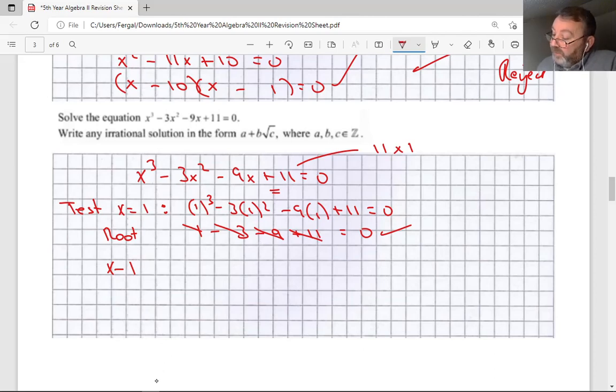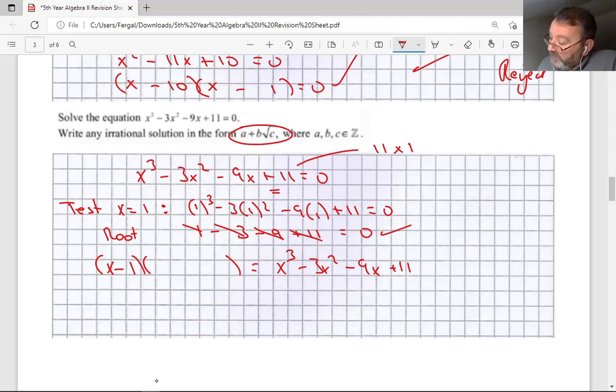Now, they want me to get the solution of this using the answer in the form a plus b root c. There's only one way to get a surd answer to a solution, and that is to use the minus b formula. So the first thing I've got to do is try and figure out, well, if x minus 1 is a root, what quadratic do I multiply it by to get x cubed minus 3x squared minus 9x plus 11?